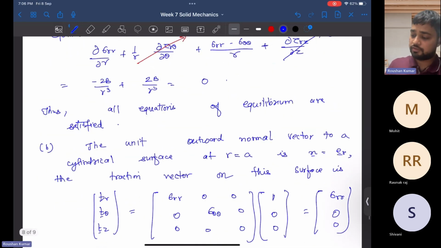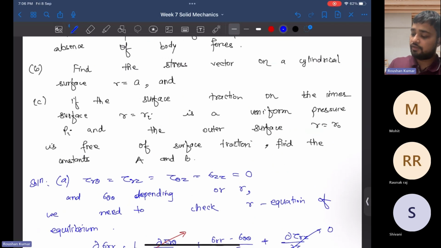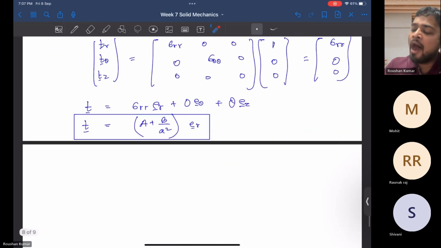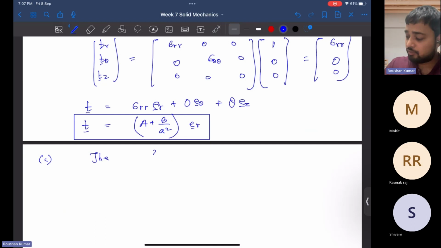Now the third part of the question is, if the surface traction on the inner surface r equal to ri is a uniform pressure pi and the outer surface r equal to r naught is free of surface traction, find the constants a and b. So basically, in question C, we are given boundary conditions.